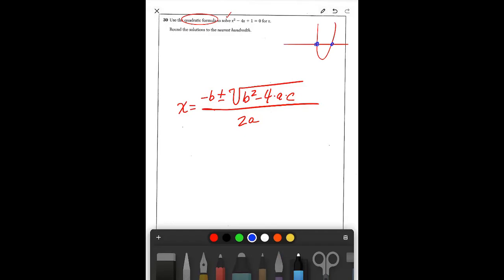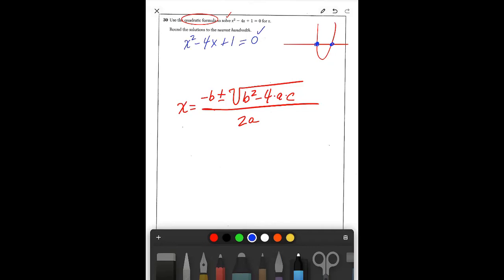We need to come up with the a, b, and c. So when you write this, it's going to be x squared minus 4x plus 1 equals 0. First thing, in order to use the quadratic formula, it always has to be set to 0, because that's what we're looking for. We're looking for the zeros. So it has to be set to zero.